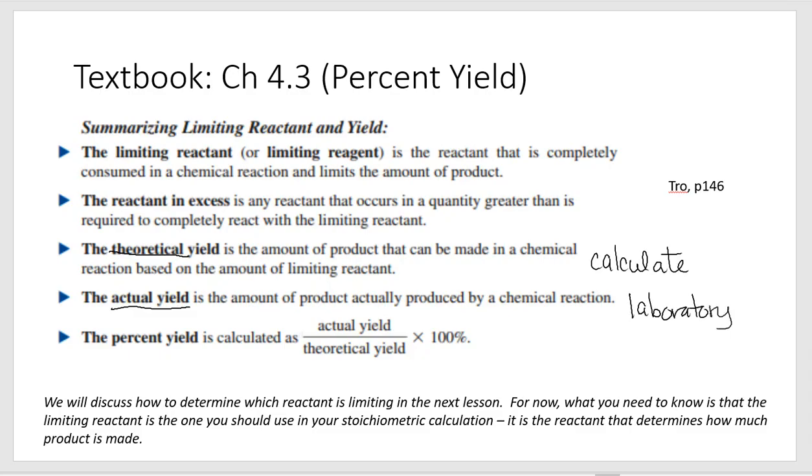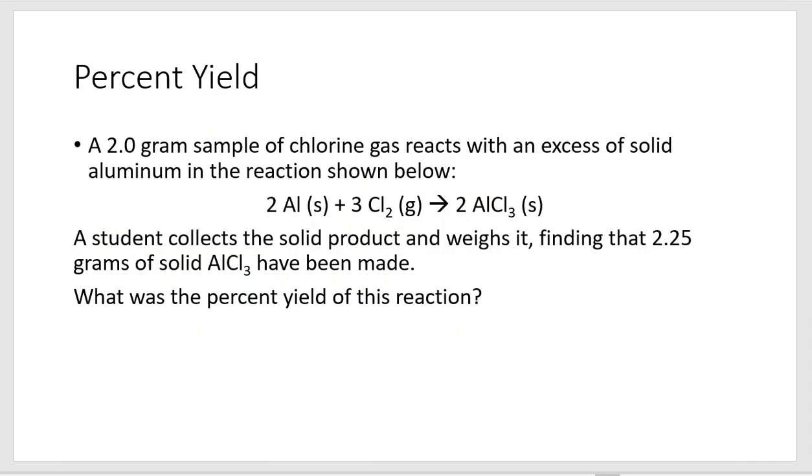And reactions aren't perfect. Your actual yield is usually not the same as your theoretical yield. And so we will then calculate what we call the percent yield, which is what you actually got divided by what you theoretically should have gotten. Ideally, if it's a perfect reaction, your percent yield's 100%, but a lot of times it's much lower than that. So let's look at a sample problem to figure out the percent yield of this reaction.